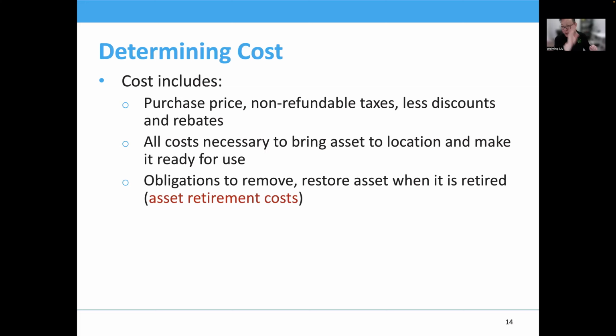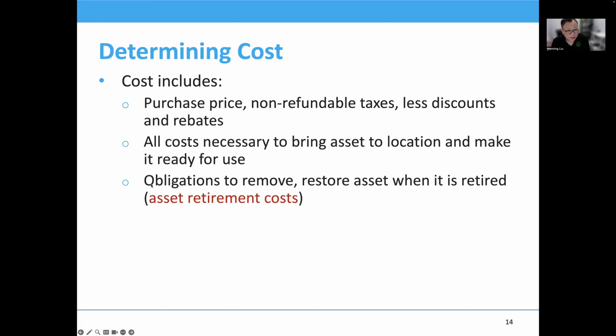Equipment, you need to recognize on the balance sheet as your property, plant, and equipment. So it's not just simply the purchase price. That's just part of it.